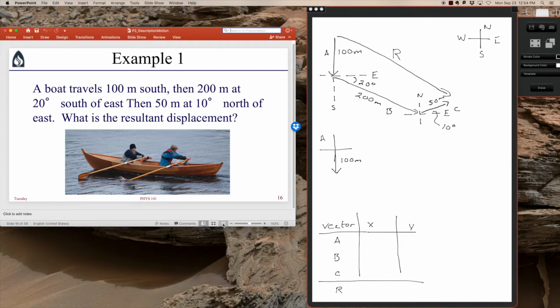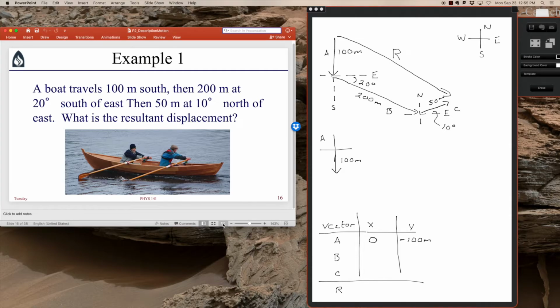So this one's easy to break into x and y components. The x component is going to be 0. I can put that in my table. And the y component would be 100 meters long, and it's in the negative direction. So I've broken that first vector into its x and y components.